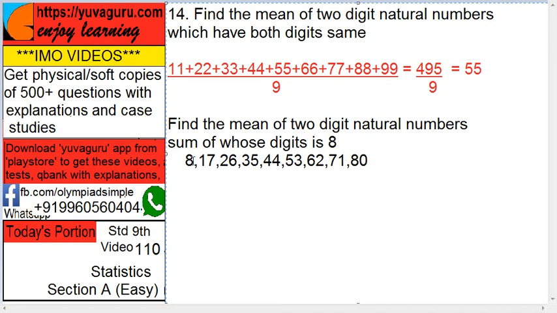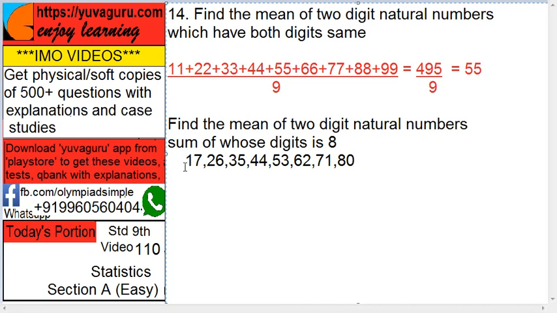Now, is 8 the correct number? Because we require 2 digits. Somebody can say that 0, 8 can be written over here, but that 0 carries no meaning. So this is a single digit number. So this has to be removed.